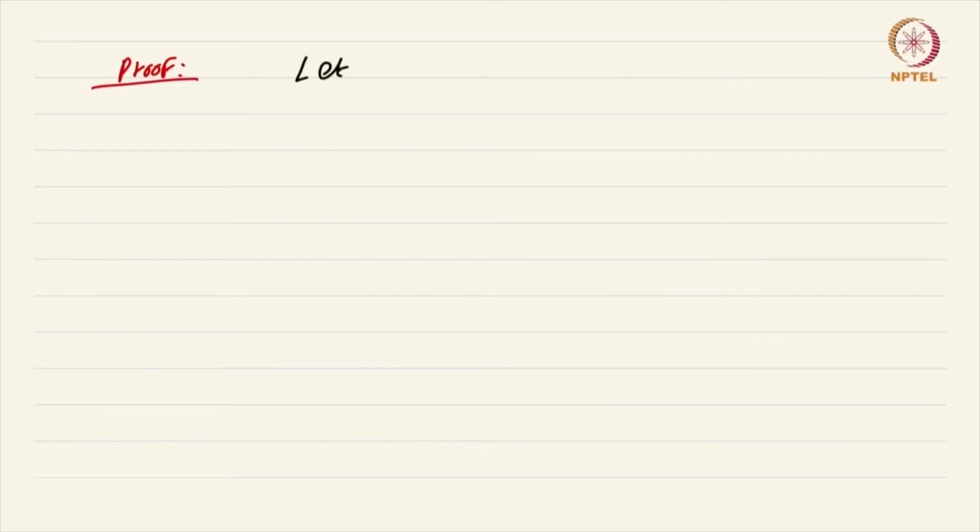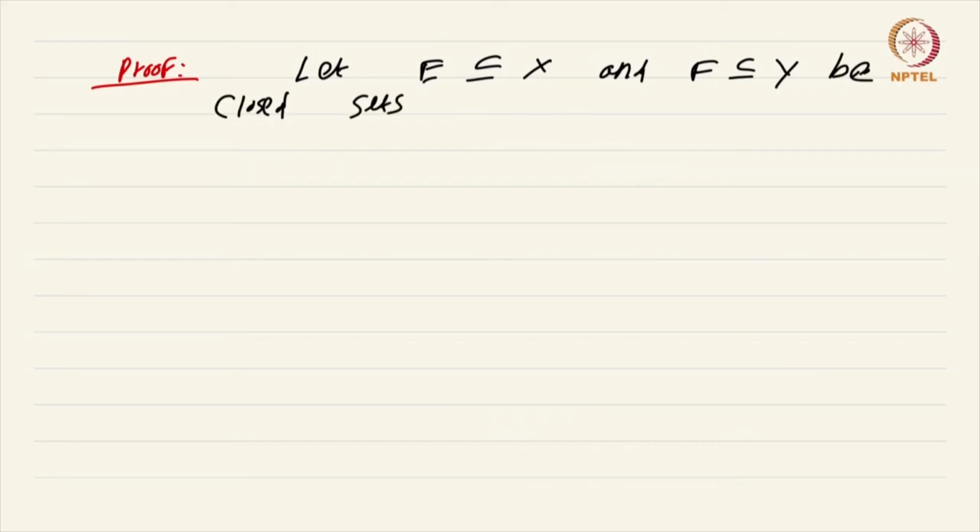Let E subset of X and F subset of Y be closed sets. You will understand in a moment why we are choosing closed sets. It's sort of understandable because we have the key property in terms of sequences, and closed sets are in fact defined using sequences. So it's natural to expect that closed sets will have a role to play.